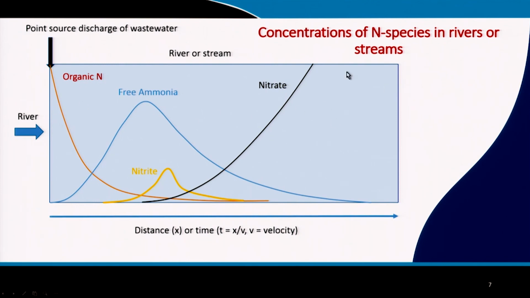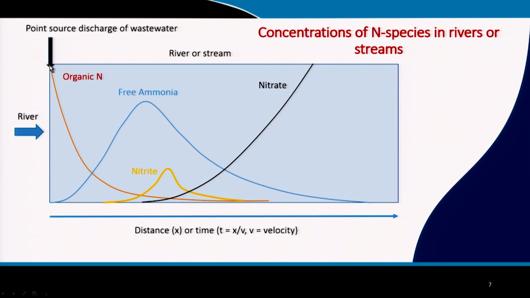So let's take a look at this river or a stream, and let's imagine that there is a single point source discharge of sewage or wastewater, municipal wastewater. Now, municipal wastewater has a very high concentration of organic nitrogen. In the beginning, almost all the nitrogen coming in wastewater is in the form of organic nitrogen. There may be a little bit of ammonia as well.